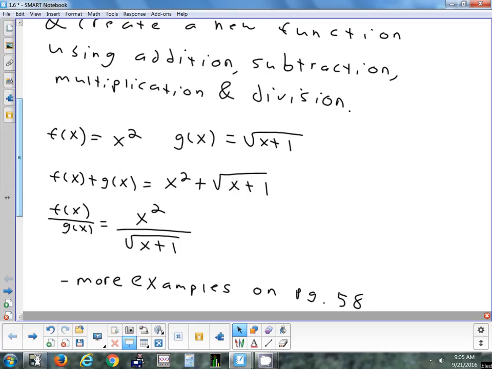Okay, so creating new functions isn't really that hard, just take what you have and combine it in different ways. What does get tricky is figuring out what domain I started with, and now what the domain is because I combined them together. Did it change? Sometimes it does. Sometimes it doesn't change at all. We'll go through that.